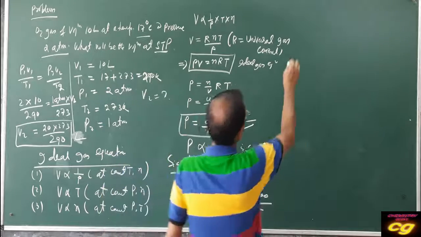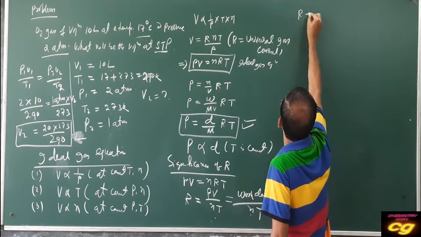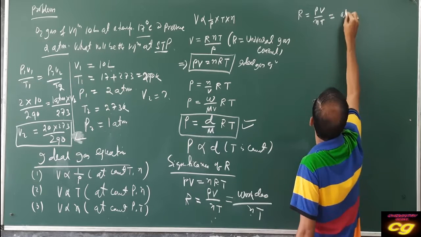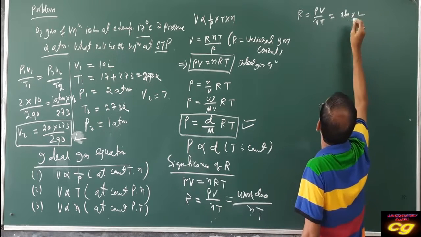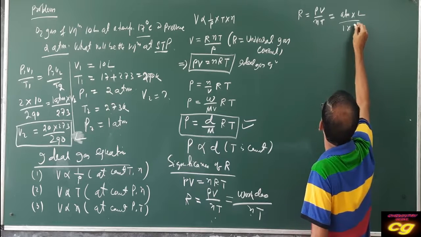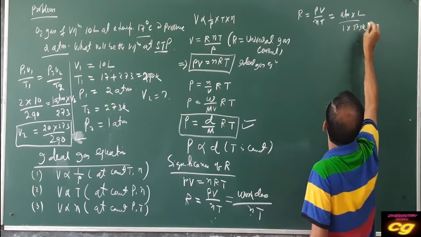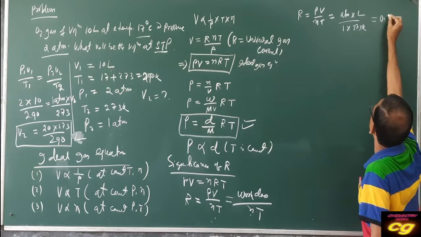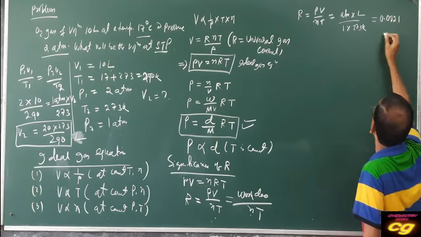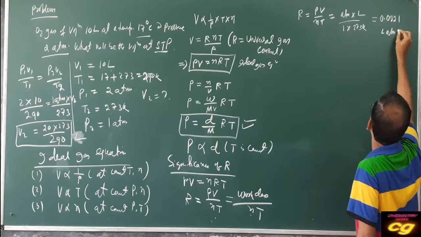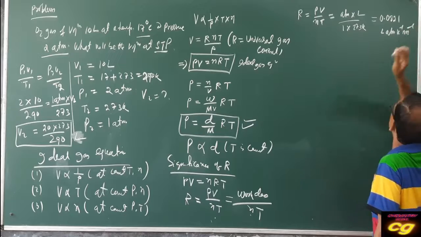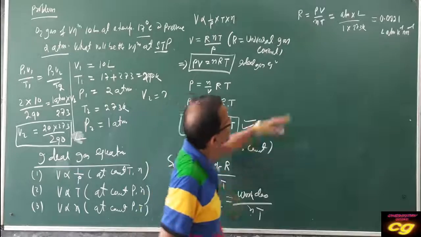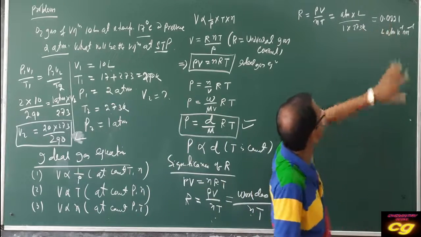If you put this, you can derive it like this. R is equal to PV by nT. If P is in atm and V is in liters, then n will be 1 mole and T will be 273 Kelvin. Then if you put these values, R will be 0.0821 liter atm per degree per mole. So this is the unit of R. Very important. If R is in liter atmosphere, the value will be 0.0821.